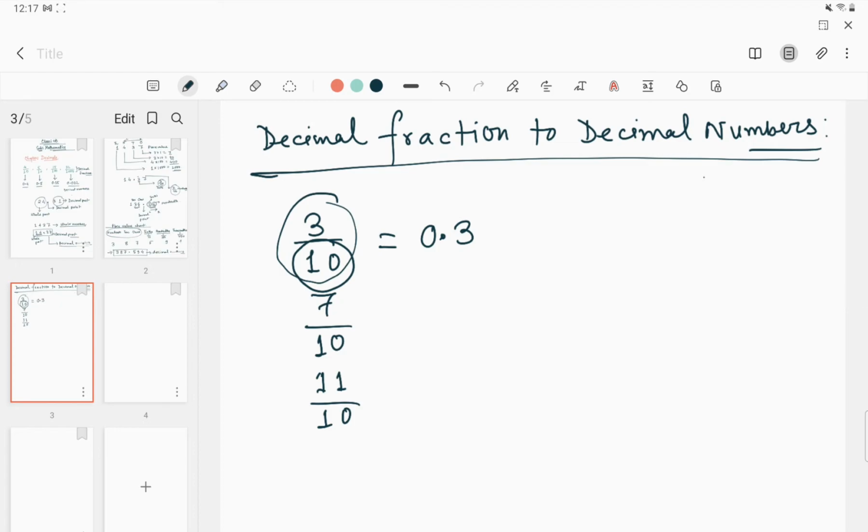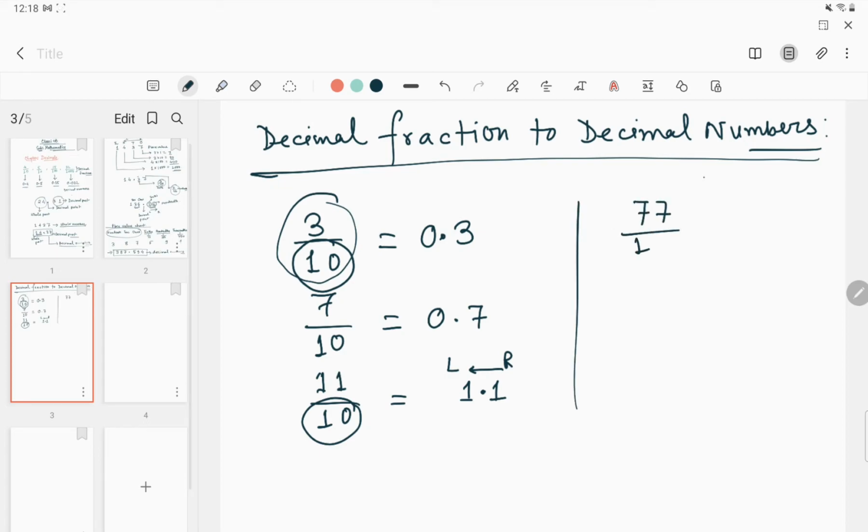If the denominator of the fraction is 10, put a decimal point in the numerator. Numerator is 3. After 1 digit starting from the right side. So for 7 by 10 it would be 0.7. Now 11 by 10, just simply write down the number which is given in the numerator, and check the denominator. Denominator is 10. So 1 is followed by only 1 zero. So put the decimal point after one digit starting from the right side, which means right to left. So this is 1.1. Okay. So if I give you 77 by 10, it will be 7.7.